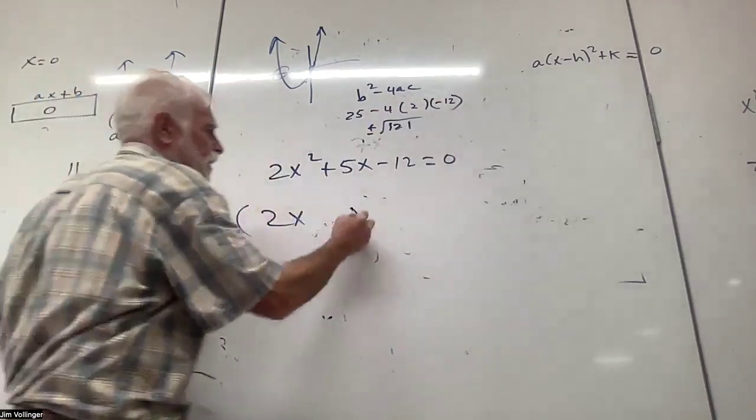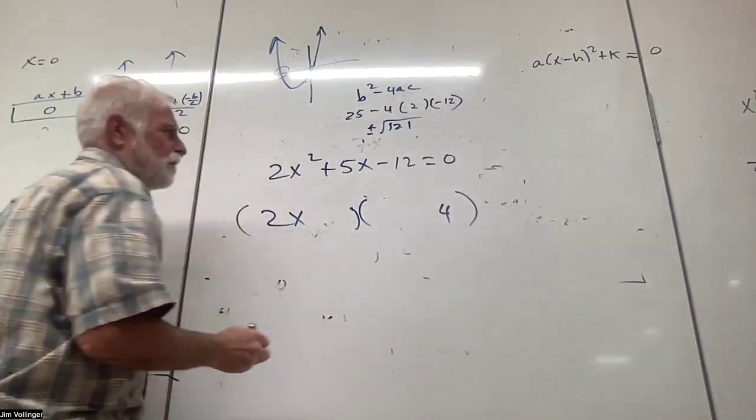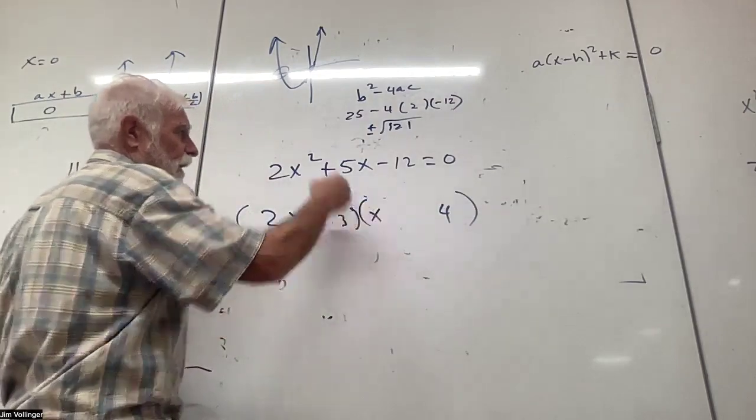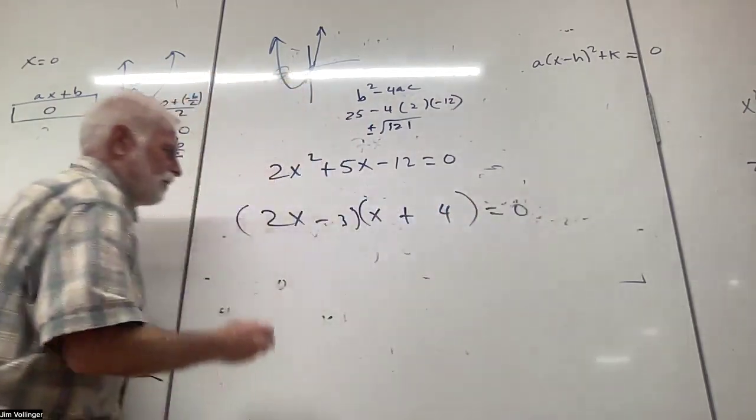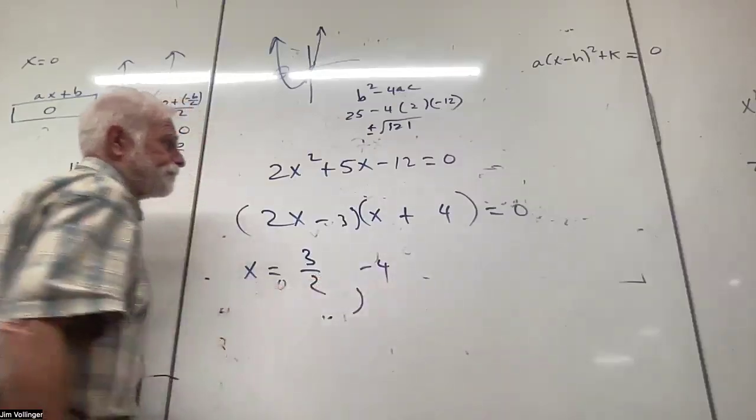And what my brain said was, I made this one the 8. I made this one the 3. So that's 8 and 3, and I want positive, positive, negative. So it looks to me like one answer is 3/2, and the other is -4.